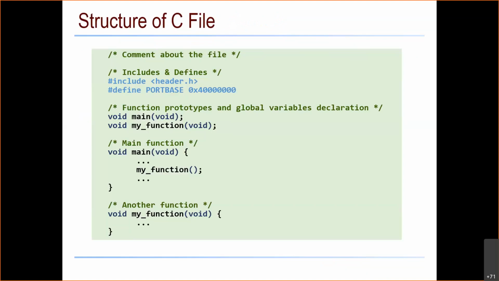So this is the basic architecture of your C code. You have your comments here, and comments are actually ignored by the compiler. If you want to include a separate file in your current file, you use this hashtag include. This hash means a preprocessor directive, which is done by the preprocessor before the compilation process. So this is telling the compiler to bring the file into this file. This one is also a preprocessor directive. It tells the compiler that whenever you see the word port base, replace it with 0x4000, hexadecimal 4000. So these are preprocessors.